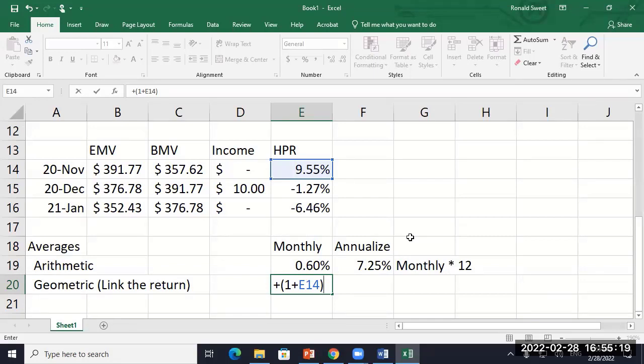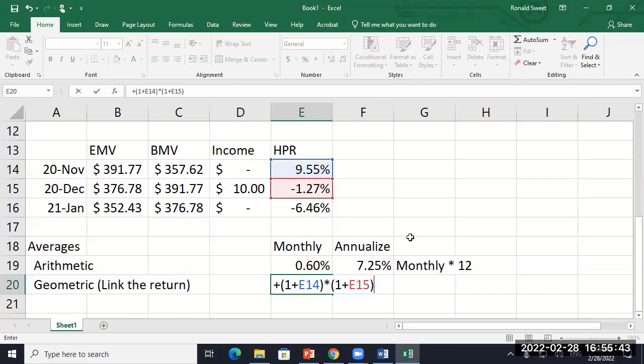What do we do at the end of November? Well, we take that $1.0955 and we lose 1.27% on that, which means what? We don't just lose 1.27% on our dollar. What do we lose 1.27% of? $1.09. So we actually lost a little extra money, didn't we? All right, so it's a little more conservative.